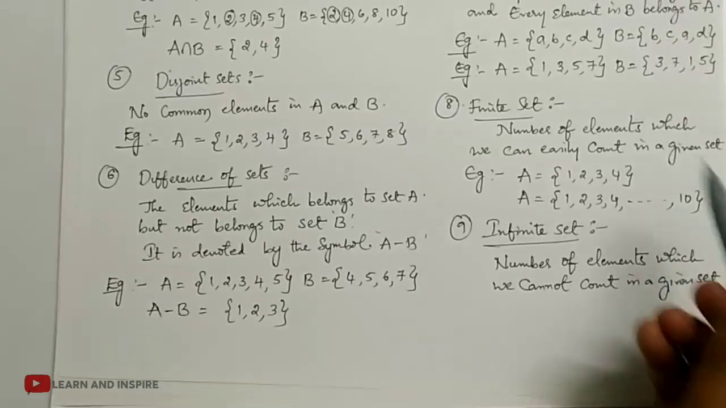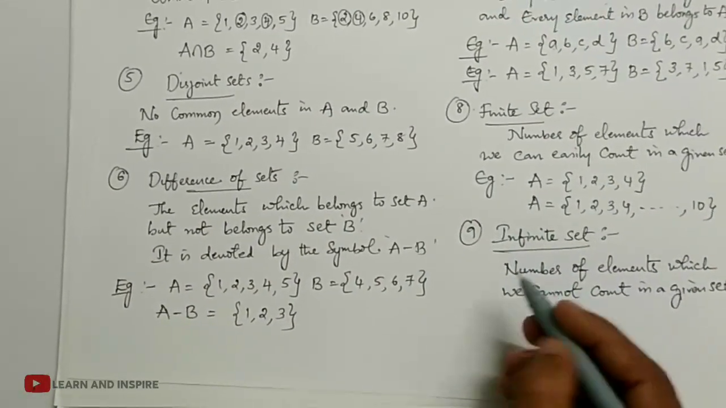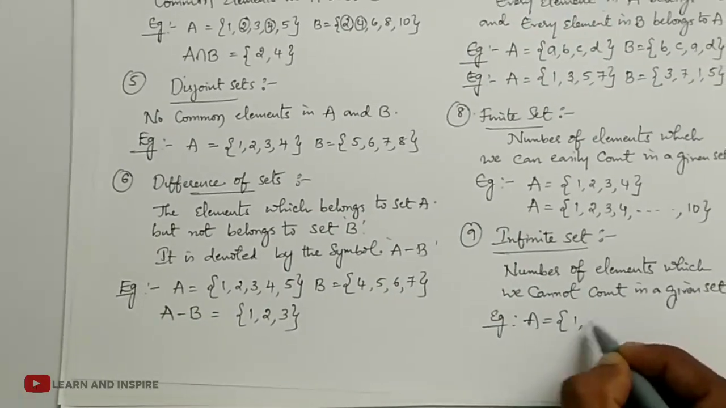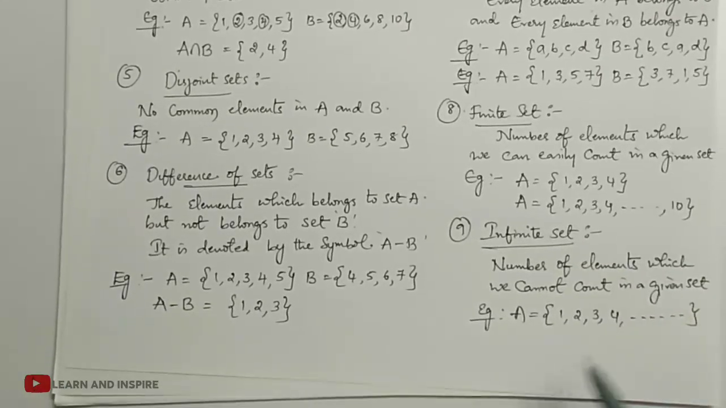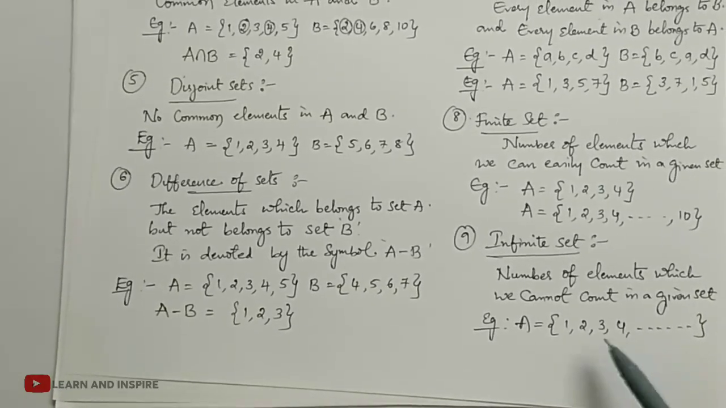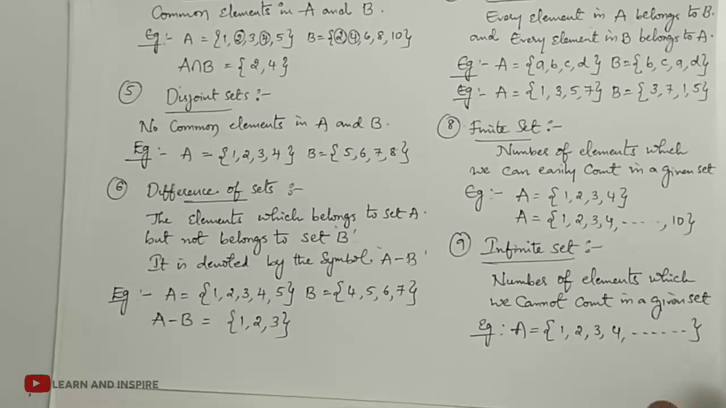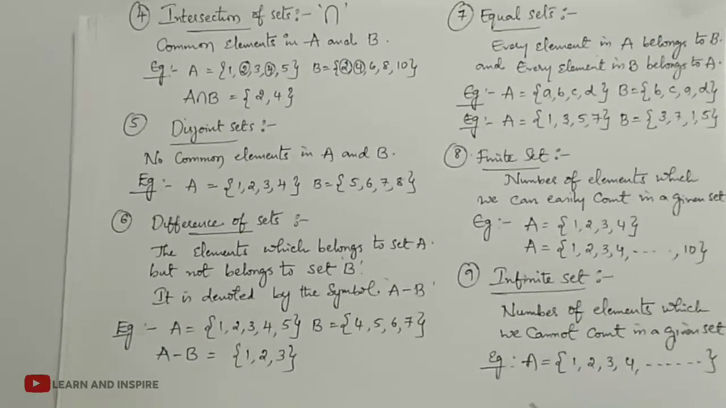So which we can count, we call a finite set. Which we cannot count, we call an infinite set. For example, A is equal to 1, 2, 3, 4, and so on. There is no end point, so we call it an infinite set. We cannot count the number of elements, so it is infinite.